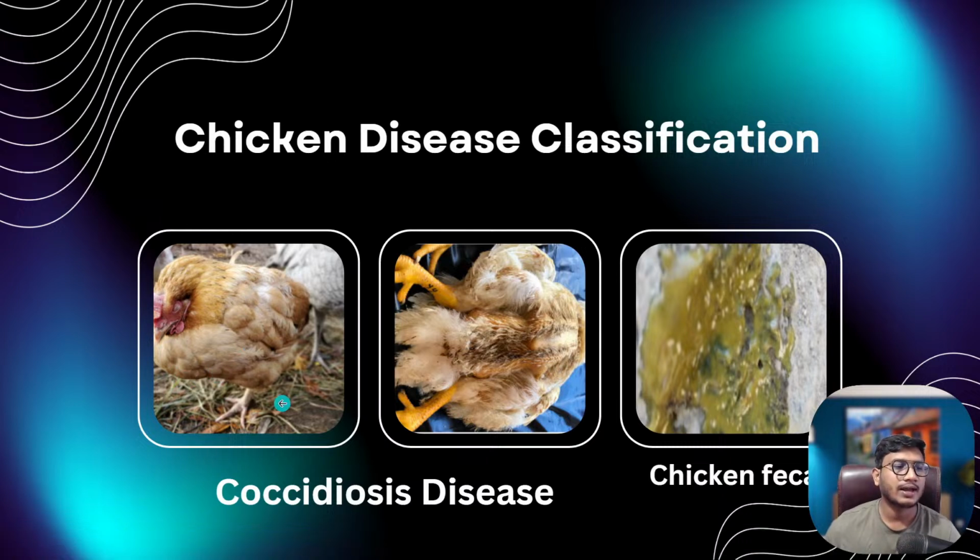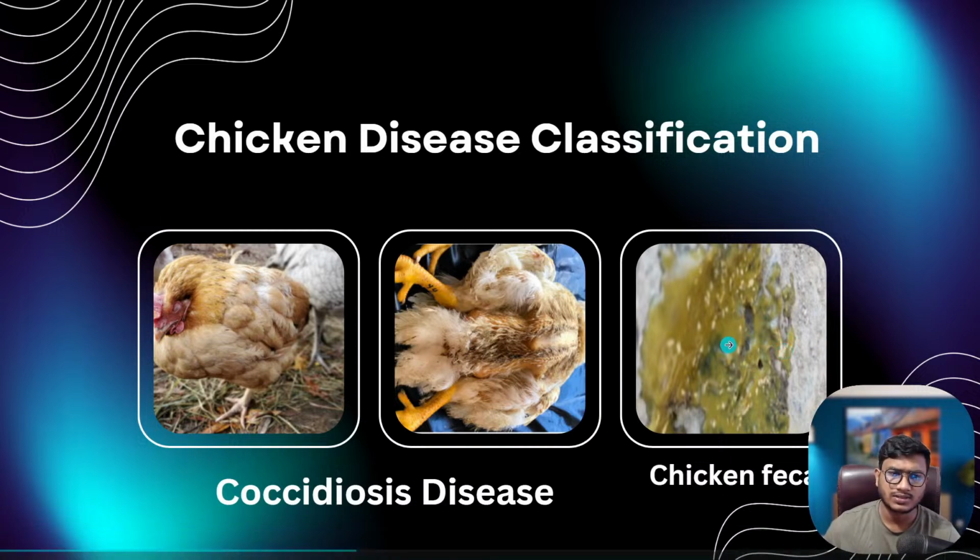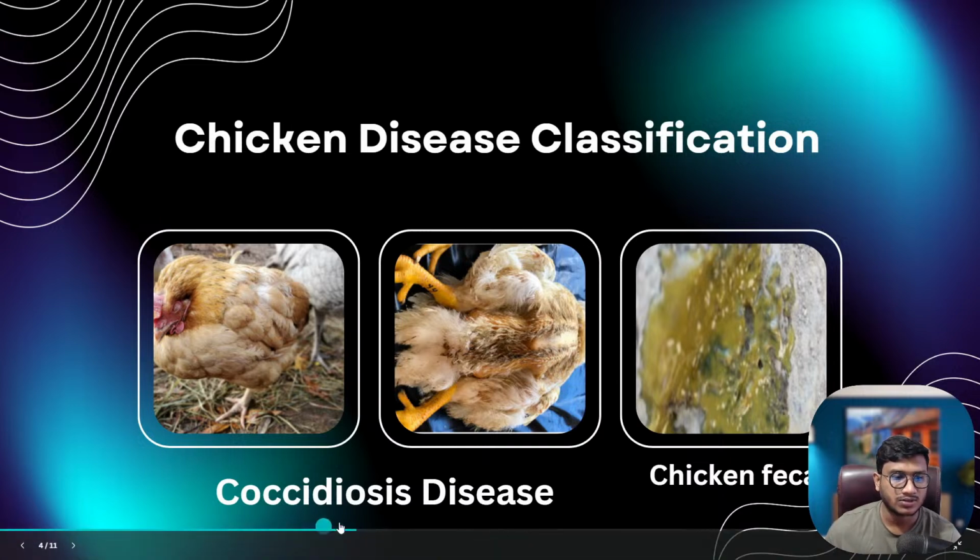And to classify this kind of disease of the chicken, we'll be using something called chicken fecal images. You can see this is the chicken fecal, and this is the coccidiosis-affected chicken fecal. You can see the color of the fecal is yellow. So if it is yellow, you can consider this chicken has been affected with coccidiosis disease.